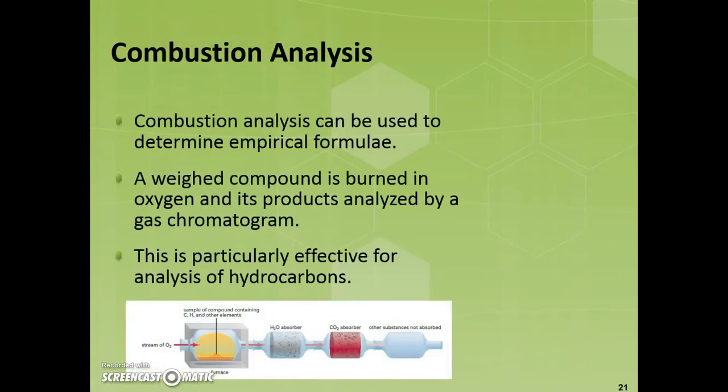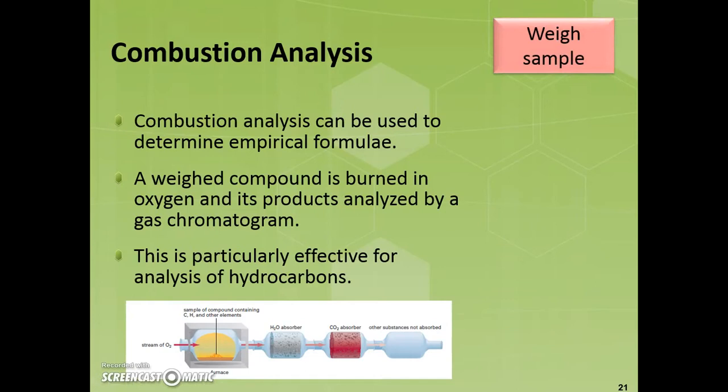Okay, welcome back. Now let's talk about combustion analysis again for a second. We already discussed that combustion analysis is a rather outdated technique, but it can be used to determine the empirical formulae. What we do is we take a weighed amount of the compound, burn it in oxygen, and one way or another analyze the products. So a GC can give us the amount of our given products, or other absorbers can be used. And this is a very effective technique for hydrocarbons.